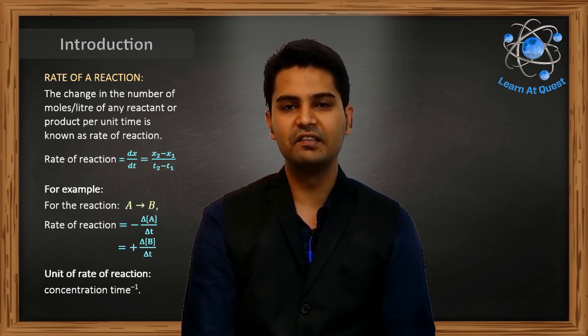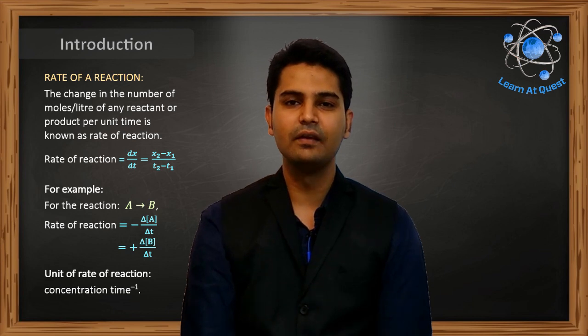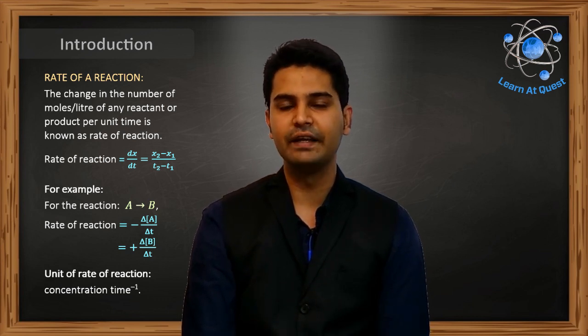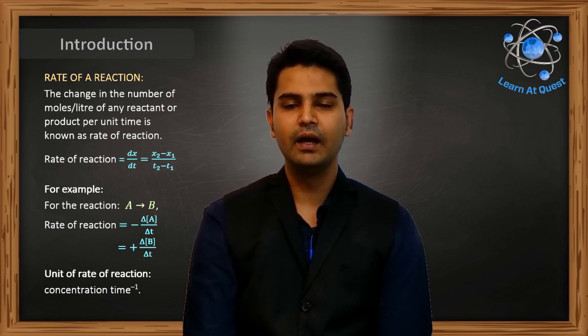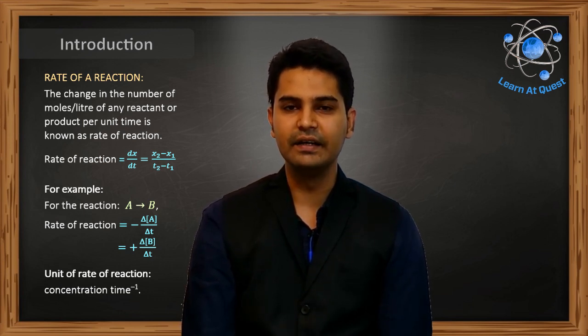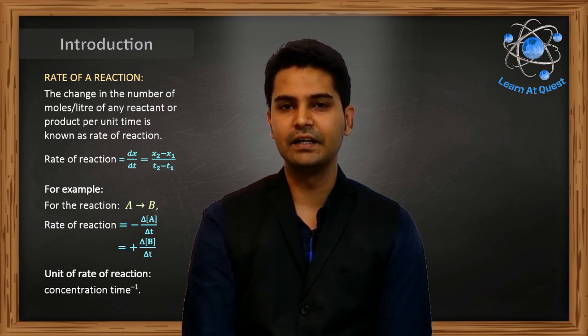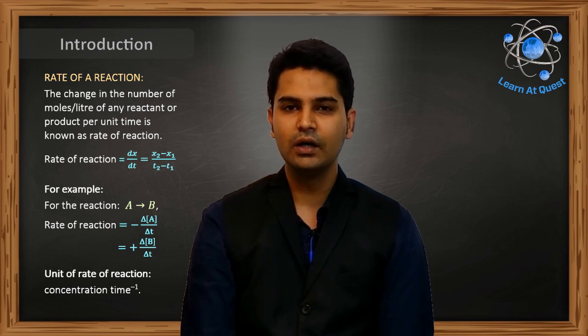Let us consider a simple chemical reaction as shown here. A forms B, that is 1 mole of A reacts to form a mole of B. Here, the rate of disappearance of reactant A equals the decrease in its concentration per unit time, which is minus delta A by delta T, and the rate of appearance of the product B is equal to the increase in its concentration per unit time, which is plus delta B by delta T.